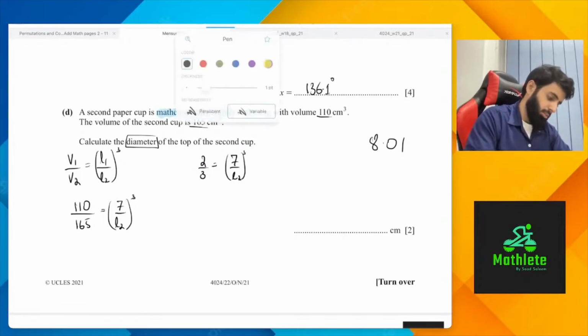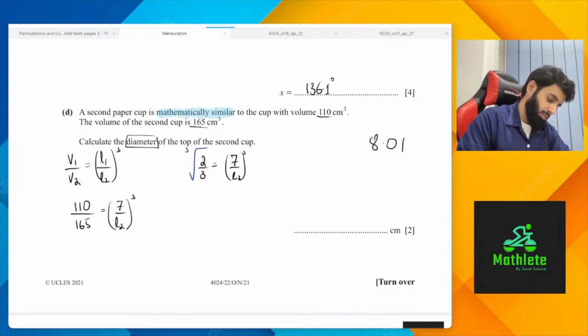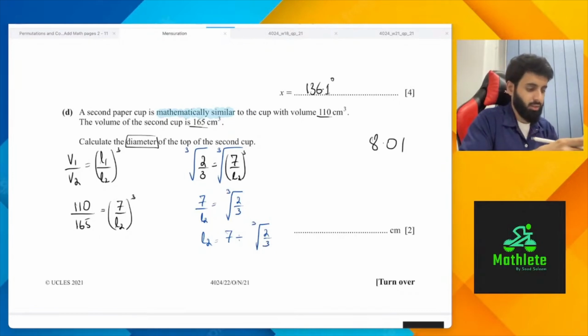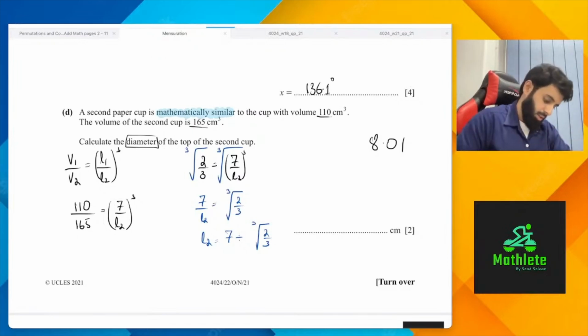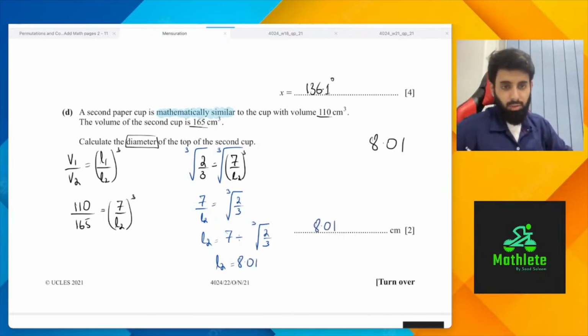Now we're going to get rid of the cube on both sides. So how do you do that? Well, you take the cube root on both sides. So 7 upon L2 is equal to the cube root of 2 upon 3. L2 is going to be equal to 7 divided by the cube root of 2 upon 3. For this just use your calculator. I have the cube root of 2 upon 3, 7 divided by the answer, so L2 is equal to 8.01. It's 8.0129, so we'll lock it at 8.01.